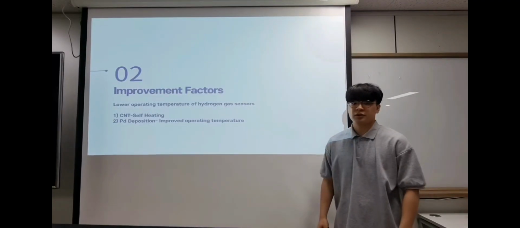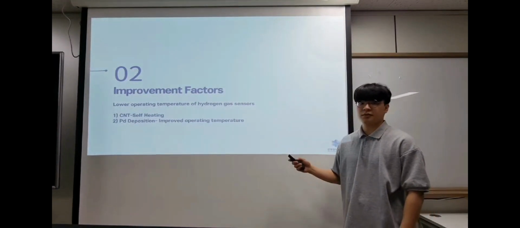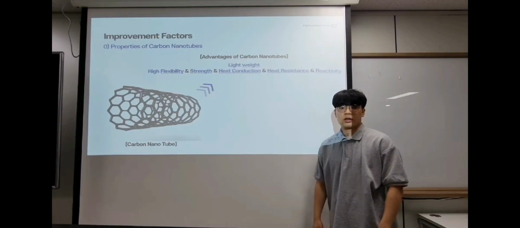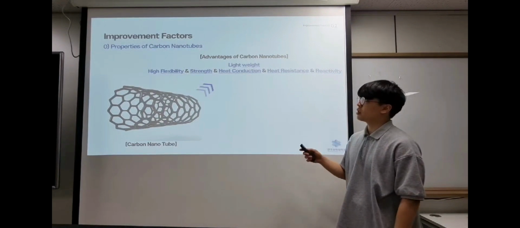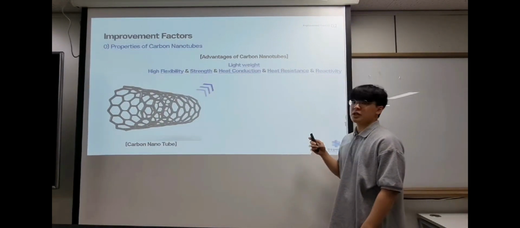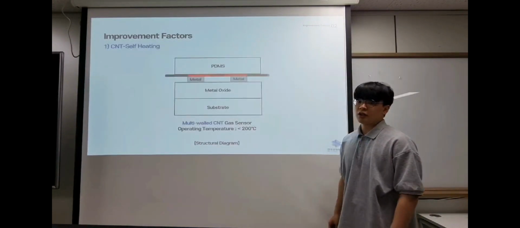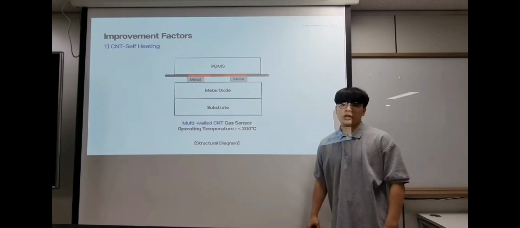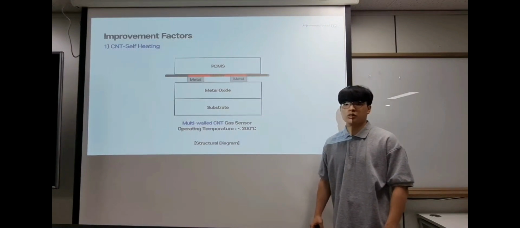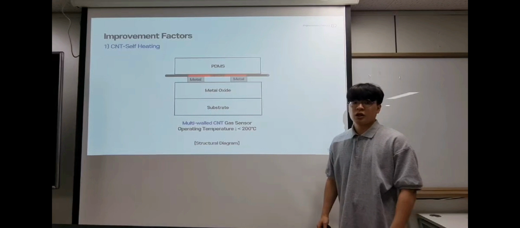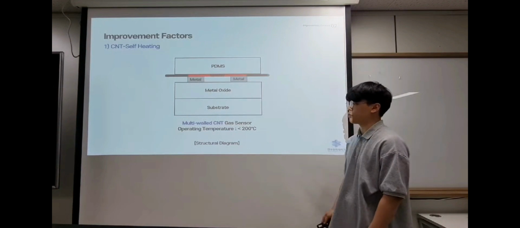The next part is improvement. There are a total of 2 factors. The first is the self-heating of CNTs. Before that, we chose to use carbon nanotubes because of high flexibility, strength, heat conduction, heat resistance, and also reactivity. Therefore, unlike the metal oxide gas sensor that uses an external heater, the CNT can be self-heated by applying a high voltage without an external heater. Using this method, the operating temperature can be lowered to around 200 degrees Celsius.